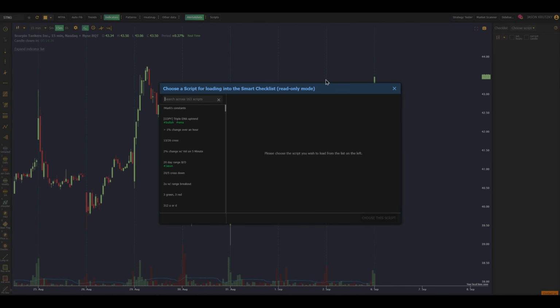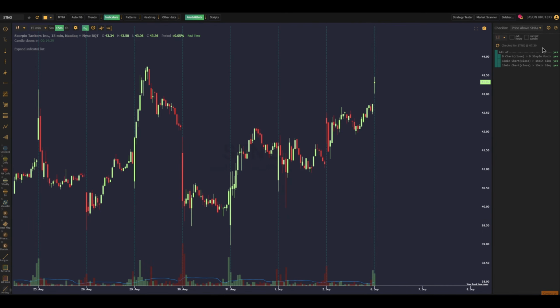Once the Smart Checklist is loaded up, select the drop-down menu, search for your script, and select it. You'll note here I've defined that price is above the 200 SMA on the daily, the 5 SMA and the 20 SMA on the 15-minute, and we can see that all of these things are true on this name right now.